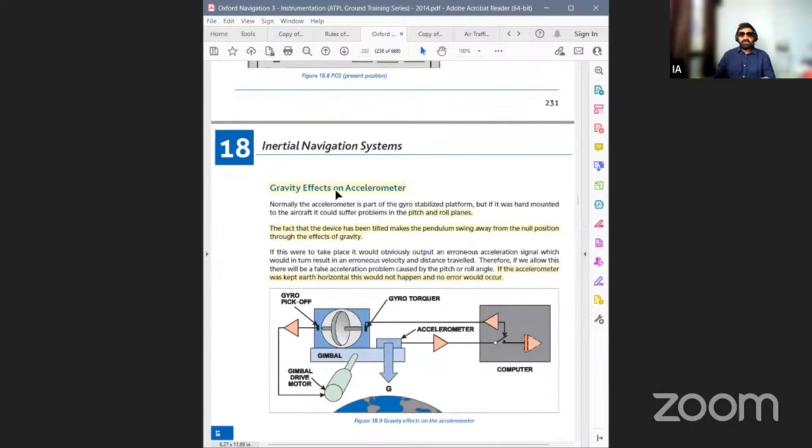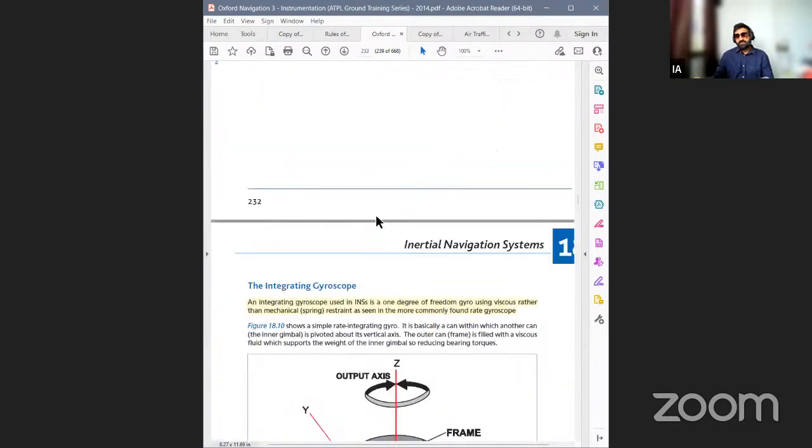Now remember the gravity effect. Because of the gravity, the basic accelerometers will have errors in pitch and roll planes. Because of that, we use gyro so that we can keep the platform stable. So the importance of gyros in an INS is to reduce the gravity effects, which would impact the pitch and roll planes of the aircraft.